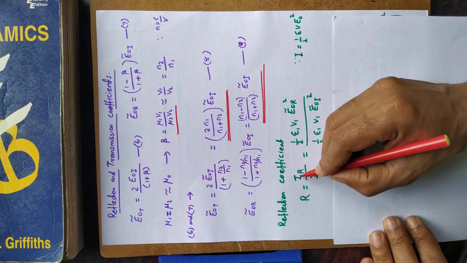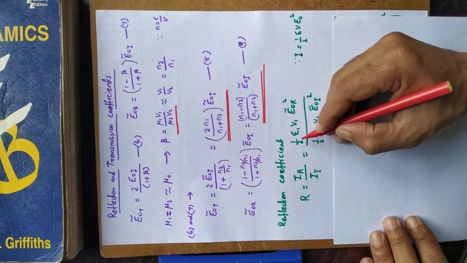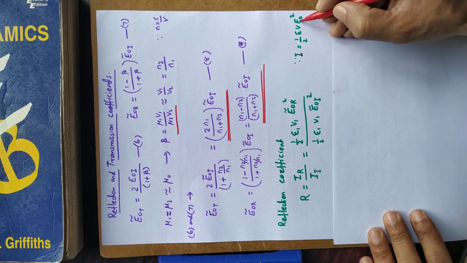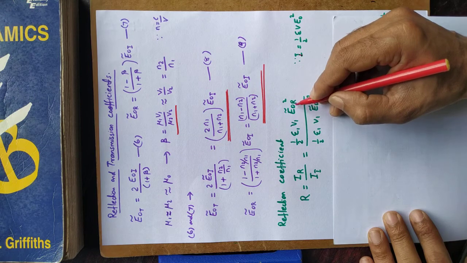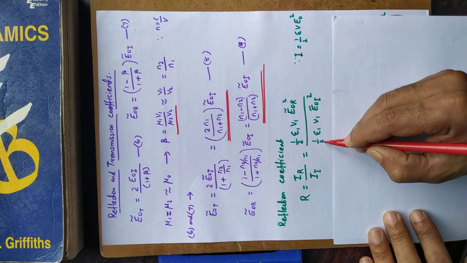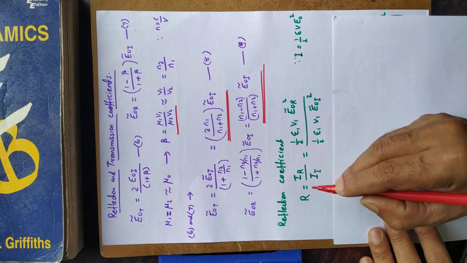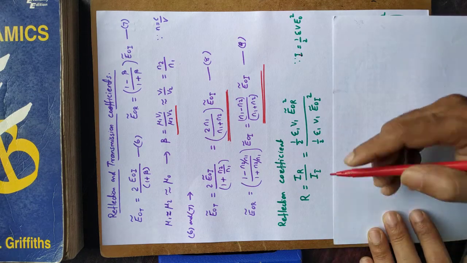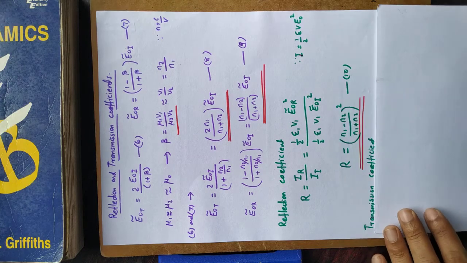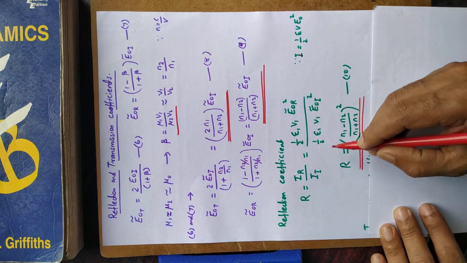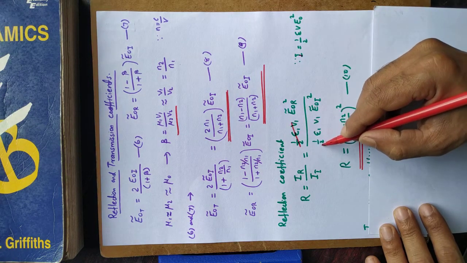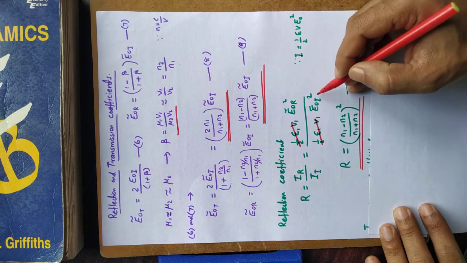So the reflected intensity is half epsilon1 v1 E0R square, since the reflected wave is in medium 1. The incident intensity is half epsilon1 v1 E0I square; the incident field and the reflected field are both in medium 1, as the wave reflects back into medium 1. So we can write R is equal to, these terms cancel, E0R square divided by E0I square.